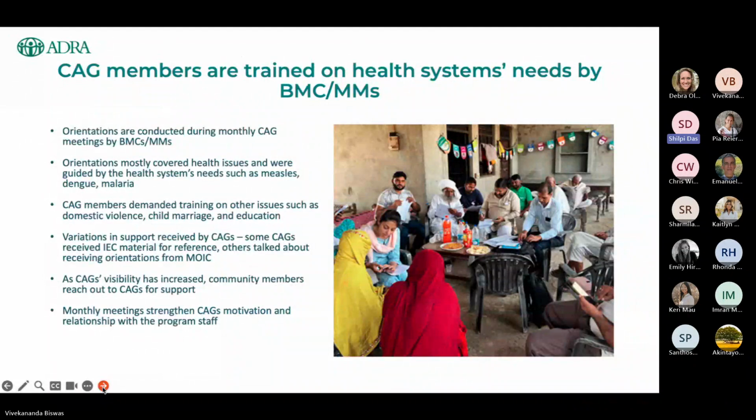We have just closed the project recently, but while closing out the project, we have handed over the operational guideline of the CAG to the stakeholders, the government functionaries. So now it is up to the government functionaries how the MOIC will be training or orienting the CAG on a monthly basis or a quarterly basis. Yeah. Thank you. Next.